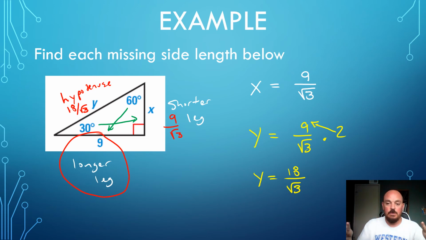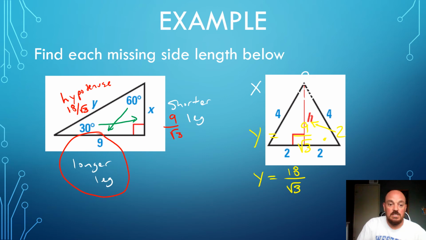If you want to type it into a calculator and get a decimal, that's fine. You can. You don't really have to. We'll do another problem later where we'll do that. But for now, I just want you to get the idea of, when do I multiply by 2? When do I divide by 2? When do I multiply by radical 3? When do I divide by radical 3?